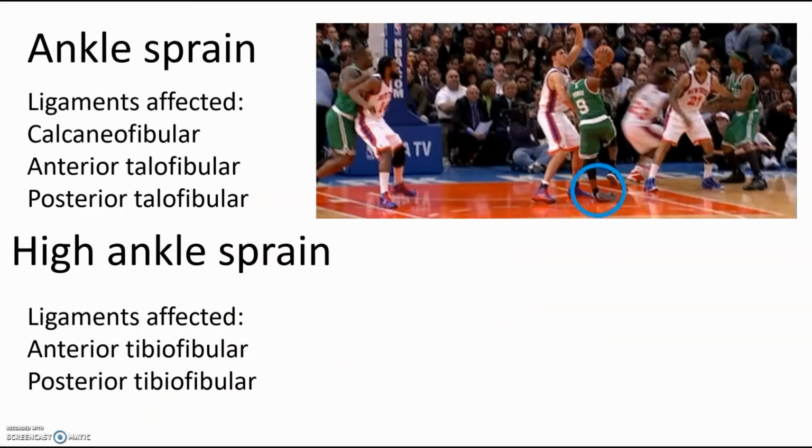To remember the next two ligaments, I like to think of a high ankle sprain. The ligaments affected in a high ankle sprain are going to be your anterior tibiofibular and your posterior tibiofibular. And it's important to differentiate between the tibiofibular and the talofibular. So let's go find those on Visible Body.